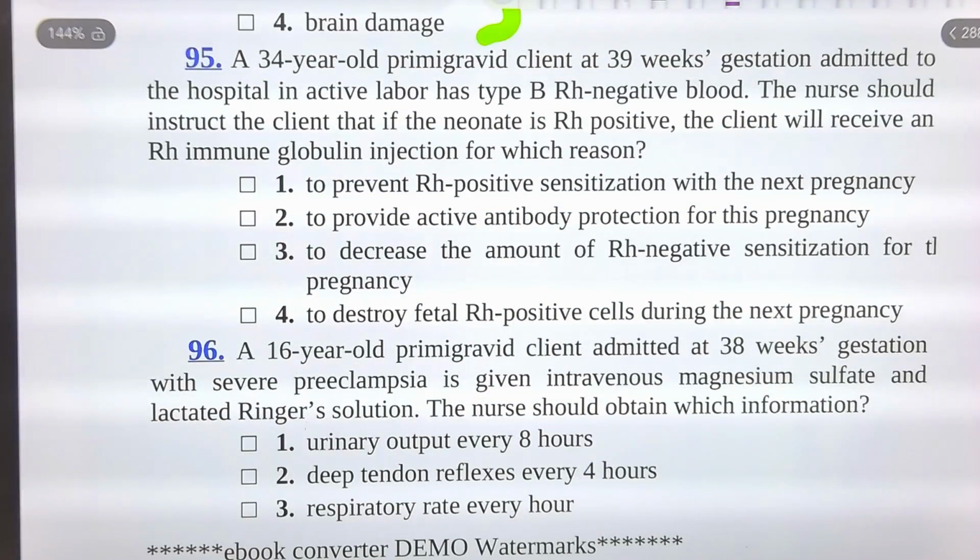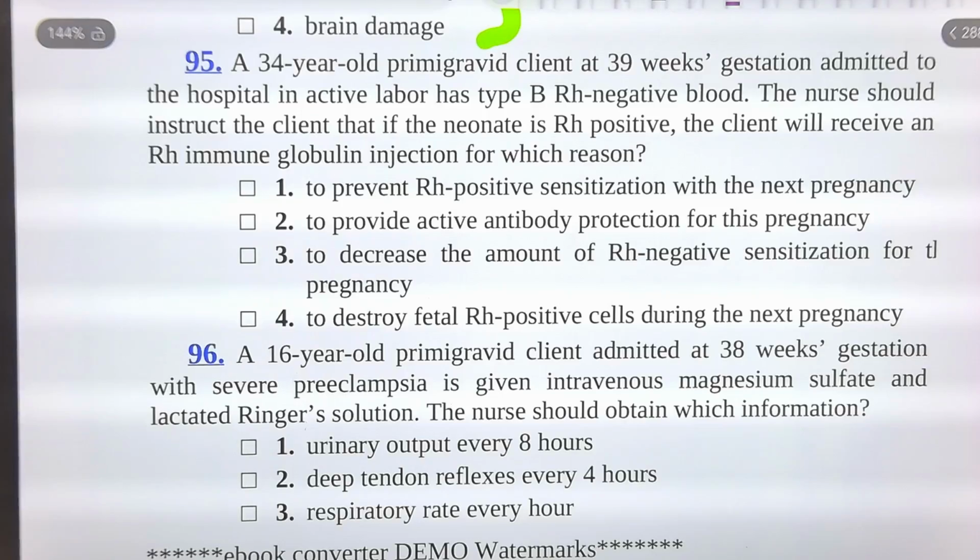Now next question, that is 95. A 34-year-old primary gravid client at 39 weeks of gestation admitted to the hospital in active labor has Rh negative blood. The nurse should instruct the client that if the neonate is Rh positive, the client will receive an Rh immunoglobulin injection. For which reason? So किस लिए हम इंजेक्शन देते हैं? Choose the right answer. To prevent the Rh positive sensitization with next pregnancy, ताकि नेक्स्ट प्रेगनेंसी में बच्चे को हार्म ना हो अगर वो Rh पॉजिटिव है तो.